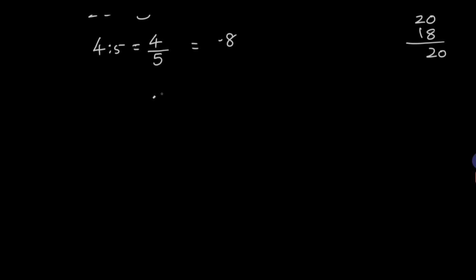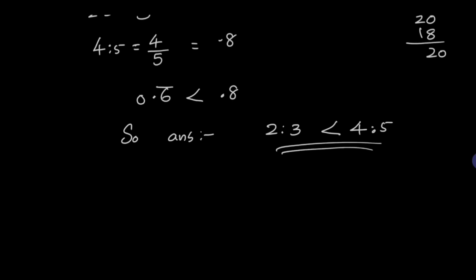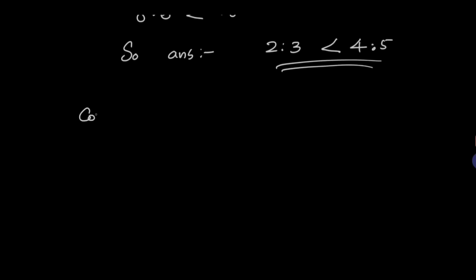From this we can compare: 0.6 is less than 0.8. So our answer is 2:3 is less than 4:5. This is one method of comparison. Another is converting to fractions.